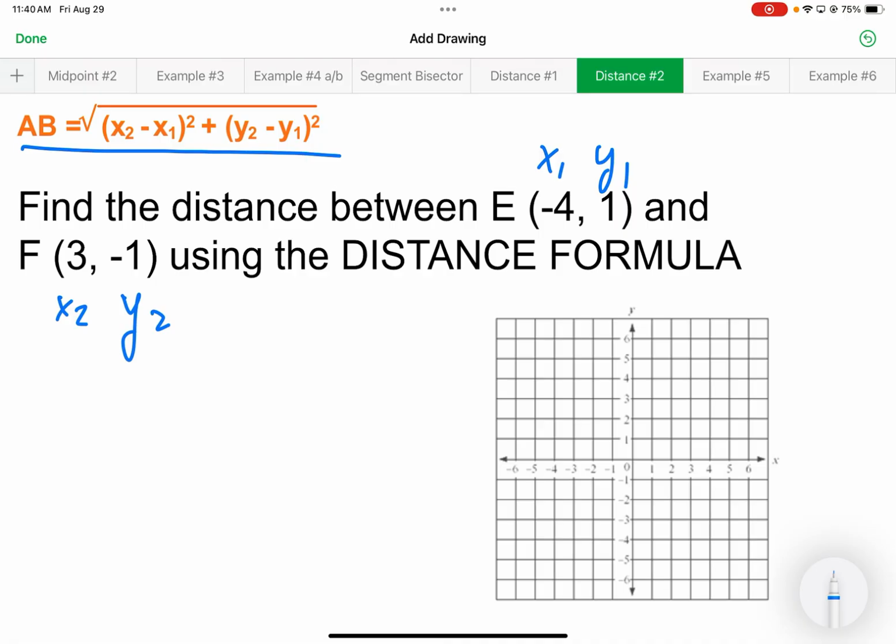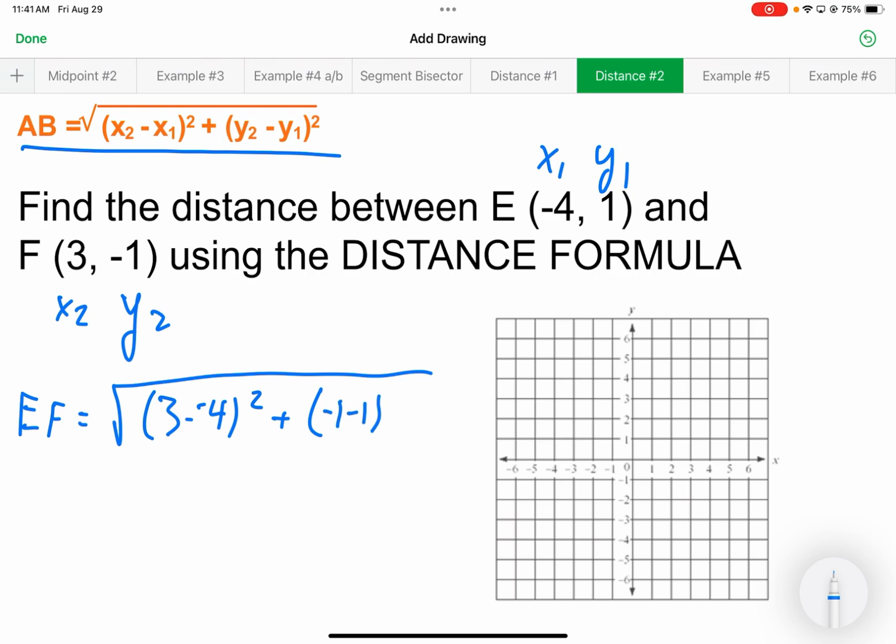Okay, let's plug it into our distance formula. So EF equals square root of, distance formula is not hard, but it's a little annoying, right? Because you got to be careful with the signs and putting everything in the right place. So it's kind of painful. All right, so x2 minus x1 would be 3 minus -4 squared plus y2 minus y1, which would be -1 minus 1 squared. All right, 3 minus -4. Hold on, I'll take a second while you guys are writing this down. -7. Close.